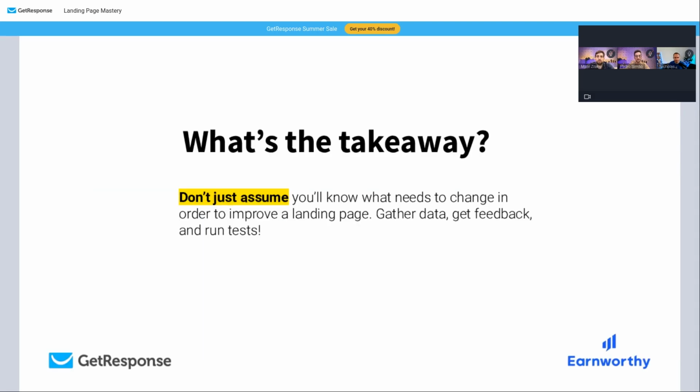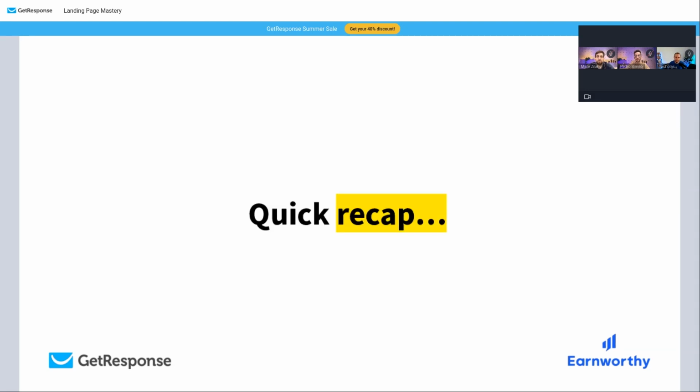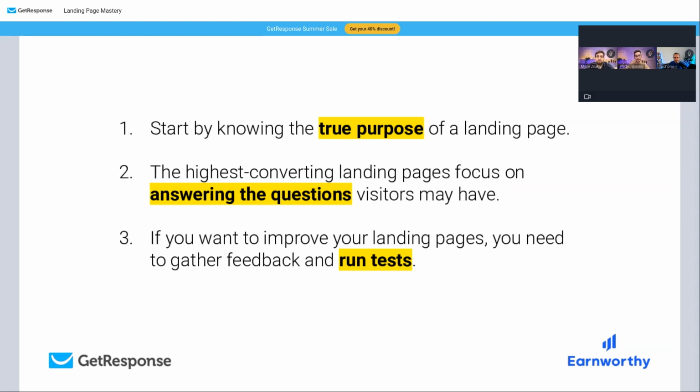So if you walk away with just one tool recommendation to check out, I would check out clarity.microsoft.com. Okay, so the takeaway here is that you shouldn't just assume that you'll know what you need to change in order to improve a landing page. Instead, you should gather data, get feedback, and run tests. So those were the main points I want to cover. Let's just recap real quickly. Then I'm going to turn it over to Pedro, and he's going to cover some of the new features launching from GetResponse, specifically around landing pages.